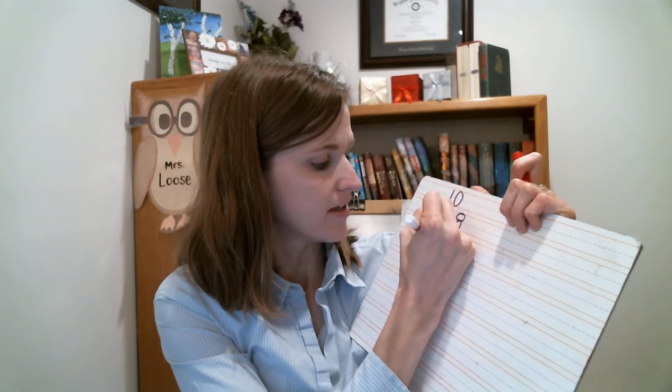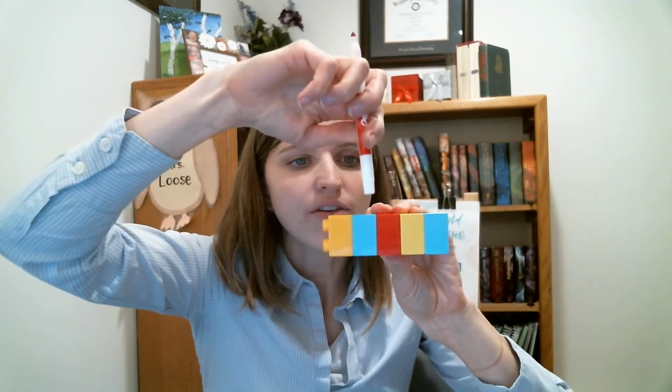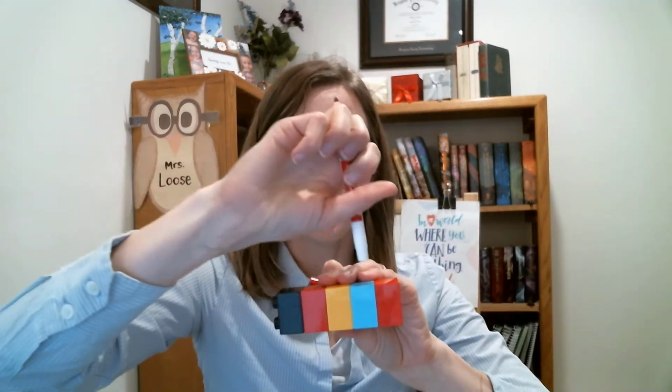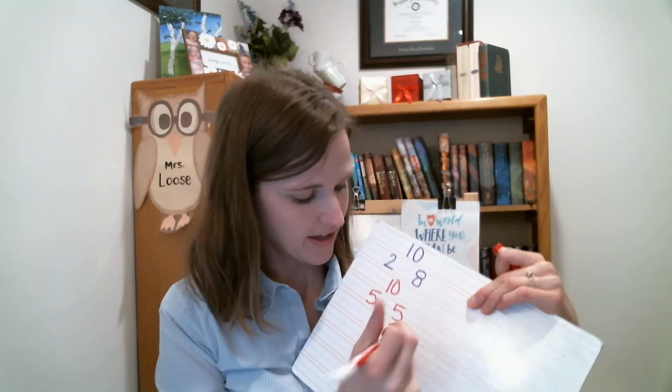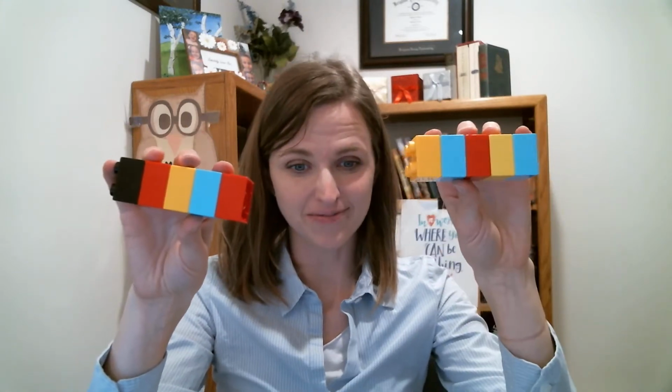So once again, I started with 10. Let's grab a different color this time. Start with 10. Still separating 10. Let's see how much in this pile. This stack. 1, 2, 3, 4, 5. One part is 5. Try this. 1, 2, 3, 4, 5. The other part is 5. 5 and 5 make 10, or 10 can be broken into 5 and 5.